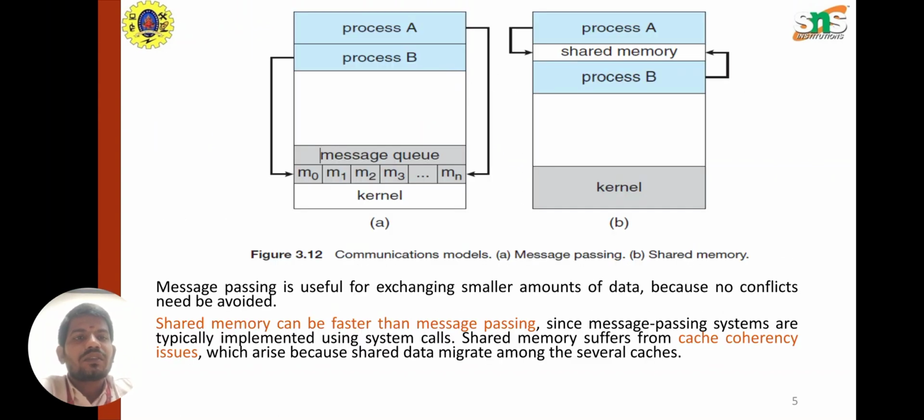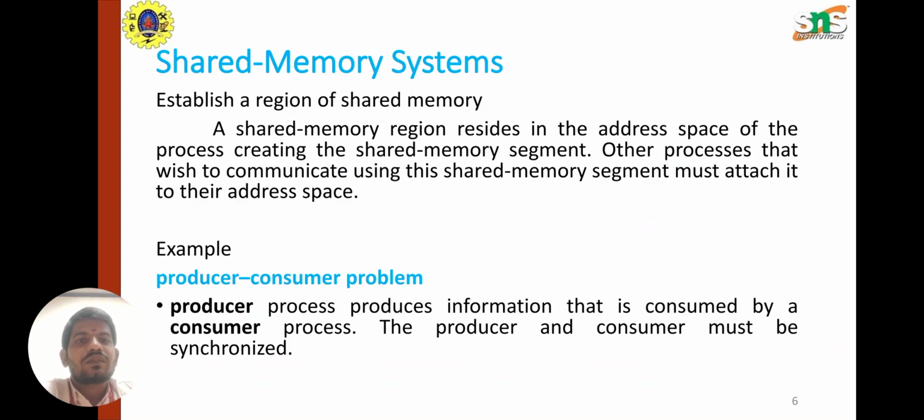So we have two types: message passing and shared memory. Message passing is useful for exchanging smaller amounts of data because no conflicts need to be avoided. Shared memory can be faster than message passing, since message passing systems are typically implemented using system calls. Shared memory suffers from cache coherence issues, which arise because shared data migrate among the several caches. Shared memory systems: establish a region of shared memory. A shared memory region resides in the address space of the process creating the shared memory segment. Other processes that wish to communicate using the shared memory segment must attach it to their address space.